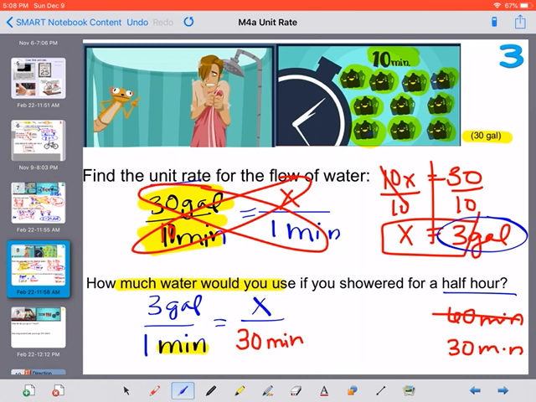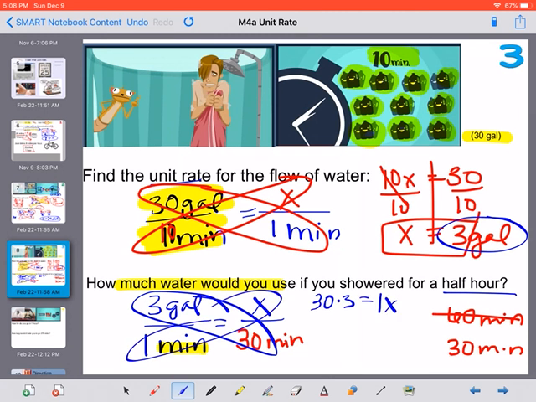So we can cross multiply, or we're really just multiplying 30 times 3, and then 1 times x is just 1x. So again, you're really just multiplying here. 30 times 3 is 90. If you divide by 1, you still get the same answer. You will have 90. 90 what? On the top we are looking for gallons. So in 30 minutes, in half an hour of showering, you will use 90 gallons of water. That's a lot. Hopefully you're not taking a 30-minute shower. That's a waste of money and water.